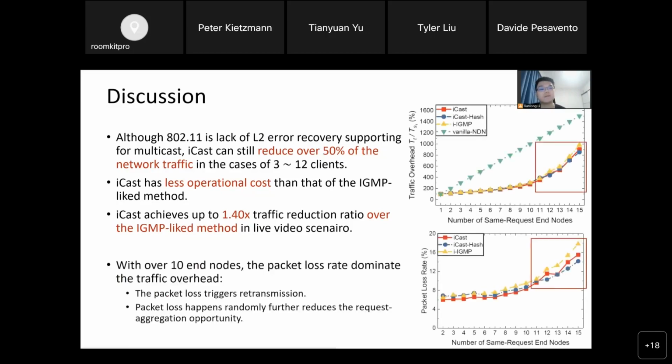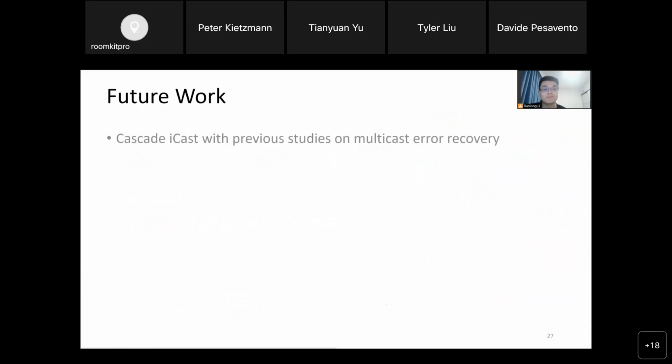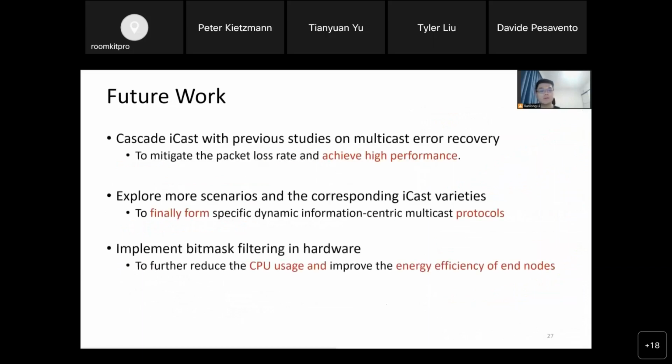Besides, we further measure the packet loss rate in the first scenario. We can see that with over 10 same requests to the end node, the traffic overhead is dominated by the growing packet loss rate. This explains why the unicast proportion of both ICAST and IGMP grows fast. Link layer error recovery support is beyond the scope of this paper, but that is a subject for future work. In our future work, the most important is reducing the multicast packet loss rate.